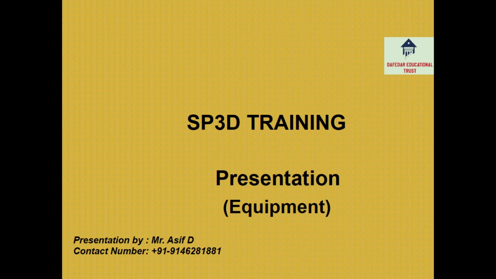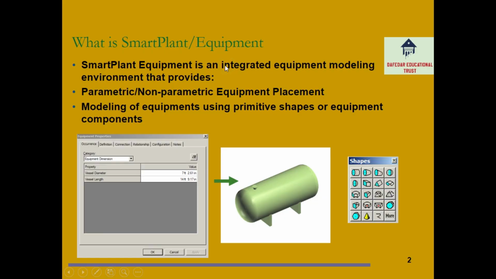There are two ways to create equipment in any software, just like in PDS as well as in SP3D. The first one is equipment which is ready-made and available in your customized library. For customized equipment, we just select that equipment, place it, and change the dimensions as per our requirement. The second way is to create the equipment by using parts which are available in the catalog.